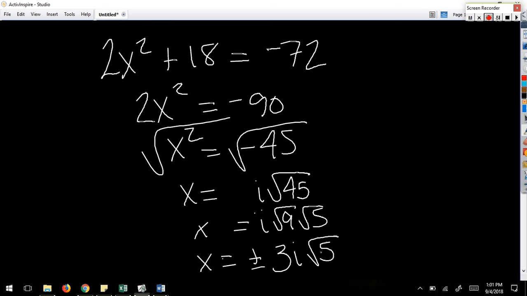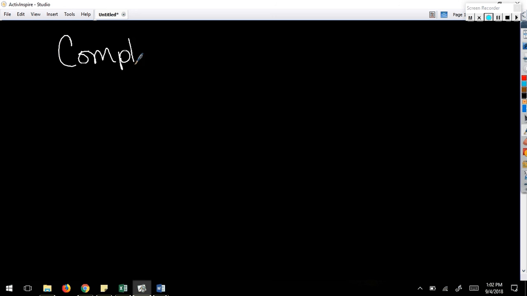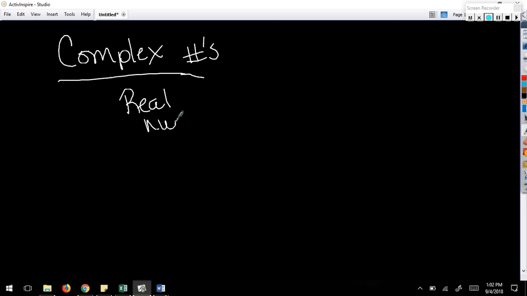That's the first time I got that, right? The title of this lesson was not imaginary numbers, it was complex numbers. So let me tell you what a complex number is, and then we're going to talk about some operations with complex numbers. A complex number is made up of two parts. It's got a real number part, and then either added or subtracted to it, it has an imaginary number part.